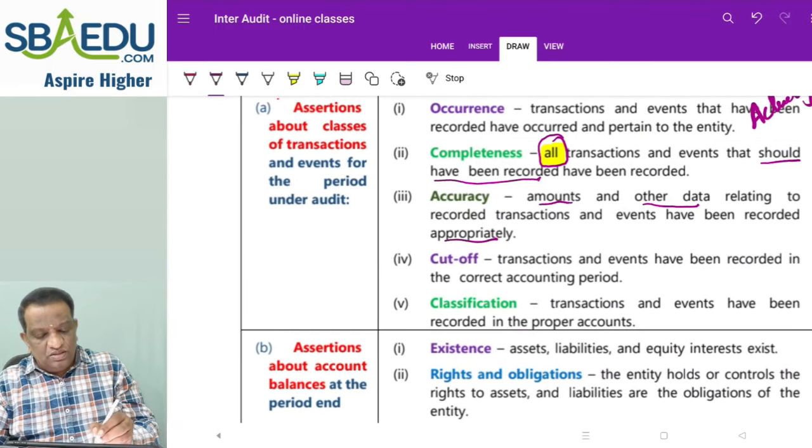And cutoff, that is, you know that all the transactions relating to your financial year have to be recorded in the financial year.